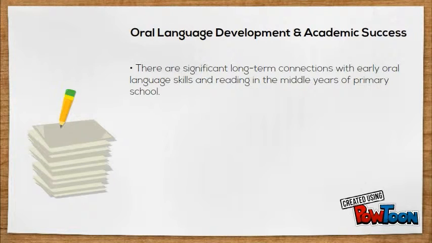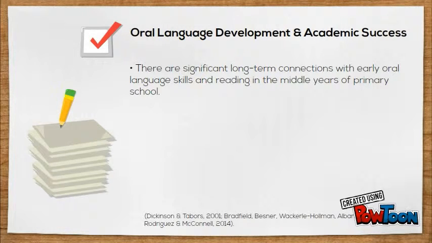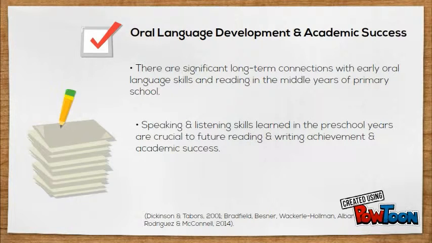Oral language abilities are not only closely related to the development of early reading skills, but there are also significant long-term connections with reading in the middle years of primary school. Speaking and listening skills learned in the preschool years are crucial to the future reading and writing achievement and academic success.